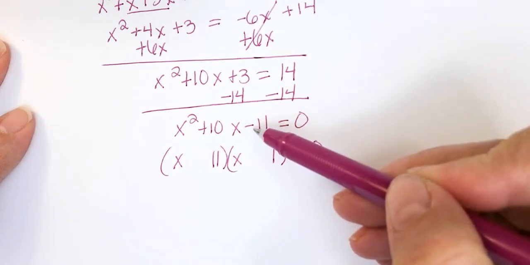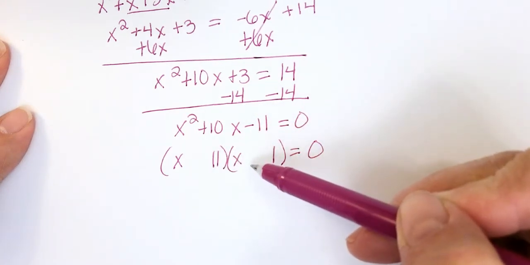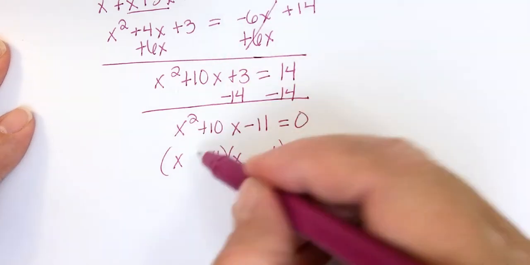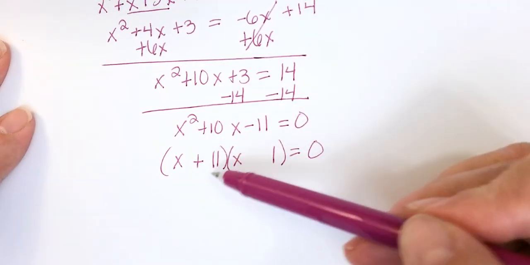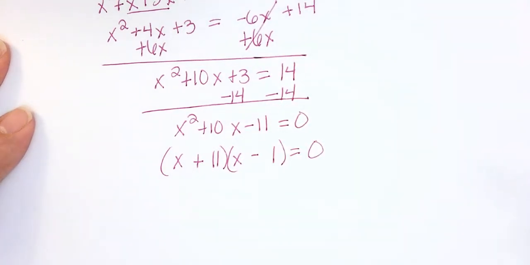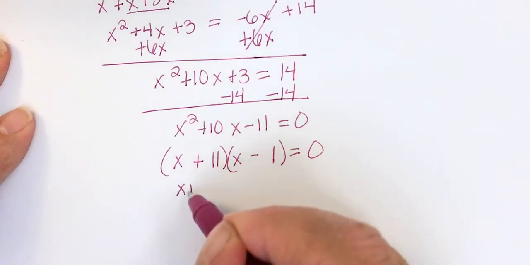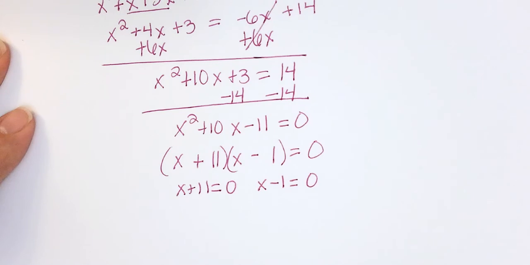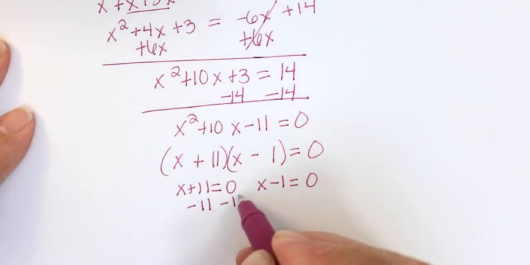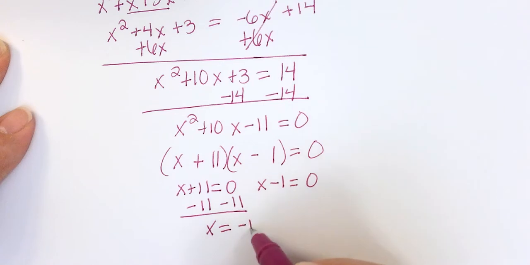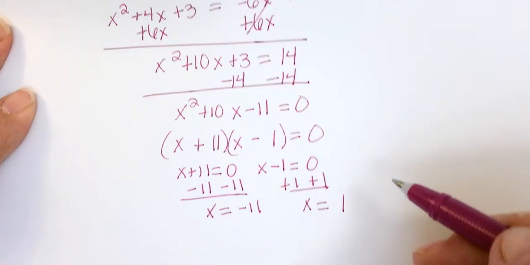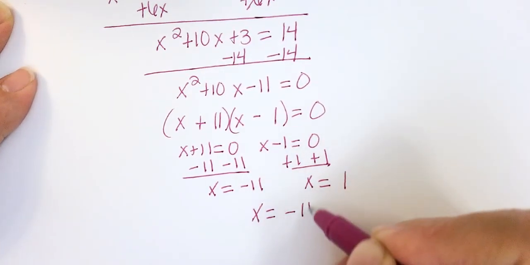Because this is negative, our factor signs will be different. Because this is positive, our bigger factor is also positive. So if this is positive and we know they're different, this is negative. Now that we have this factored, we want to set each factor equal to 0. And x minus 1 equals 0. And now we're going to solve. So minus 11 on both sides, x equals negative 11, and then plus 1 on both sides, and x equals 1. So we get the answers negative 11 and 1.